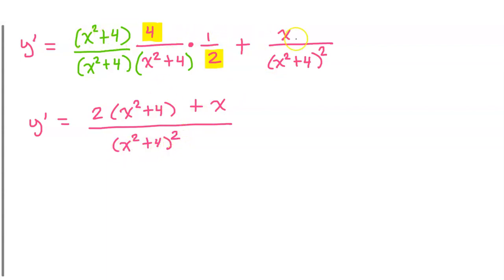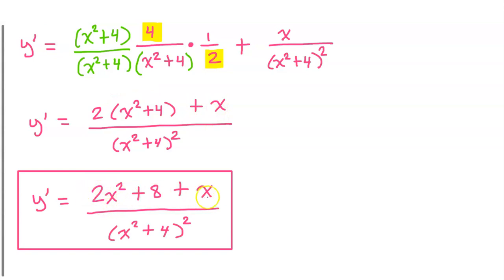So combining the numerators gives us this. Don't you dare try to cancel out the x squared plus 4 in the numerator with one of the x squared plus 4's in the denominator, because you can't cancel out something that is connected by addition or subtraction. That's bad algebra. However, I will distribute this 2 and combine like terms. Actually, there aren't any like terms, so this is the final simplified answer.